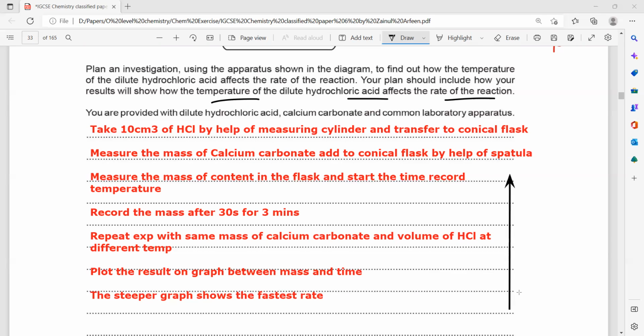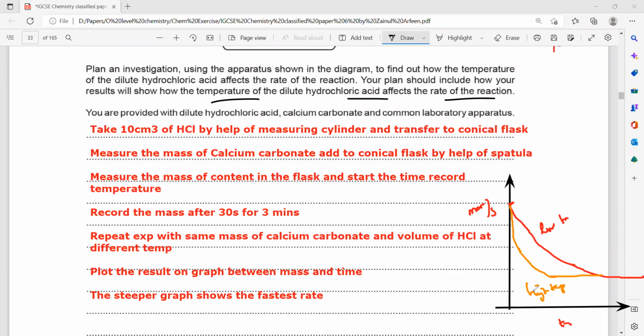What will be the shape of the graph for the change in the mass and the time? If we have mass on the y-axis and time on the x-axis, we start with the same value. So this is one graph. This is another. This one is at high temperature because it quickly changed its mass. The red one is at low temperature, meaning it took more time. This one is steeper, this one is less steep. So the slope or the angle also shows which reaction is faster. Slope refers to the speed of the reaction.